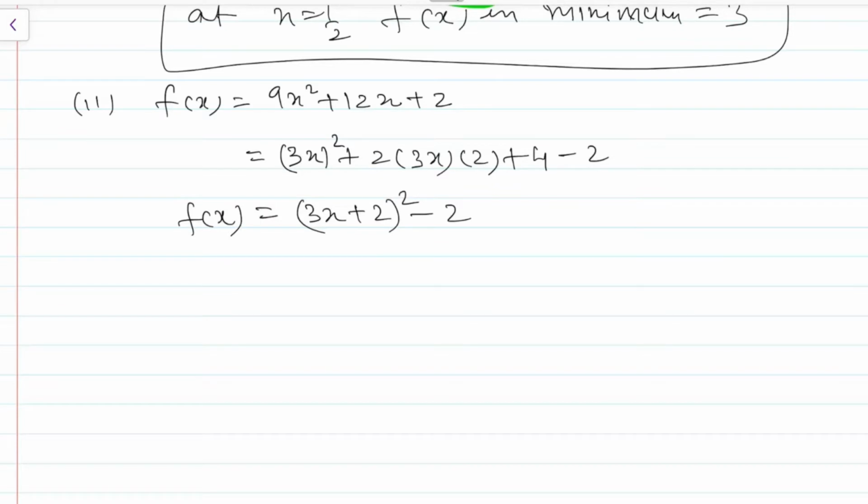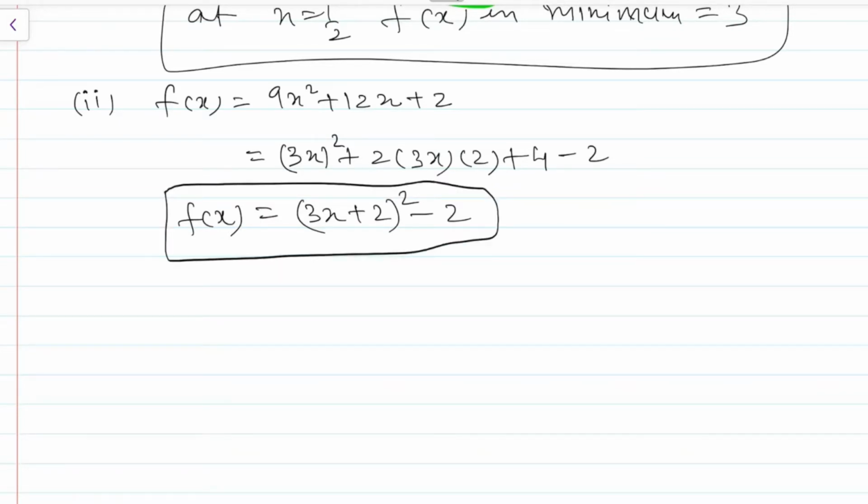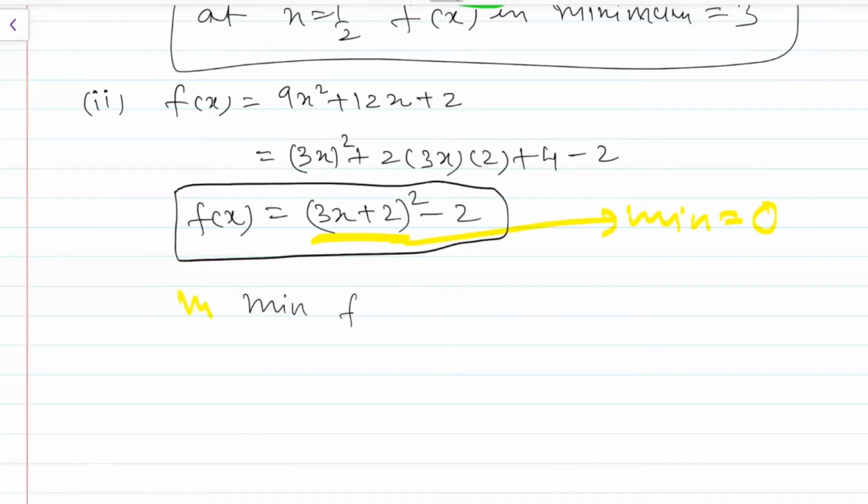Now this function has become similar to the function given in part number 1. As in the first case, this is a perfect square, so it will not have any maximum value, but it will have a minima, and the minimum value is 0. The function will have a minimum value of 0 minus 2, which is equal to minus 2.